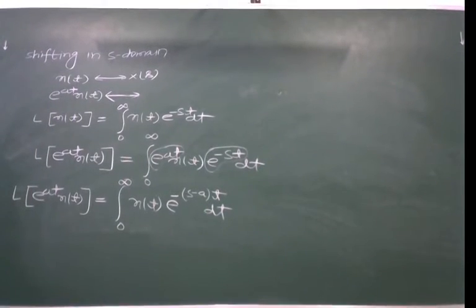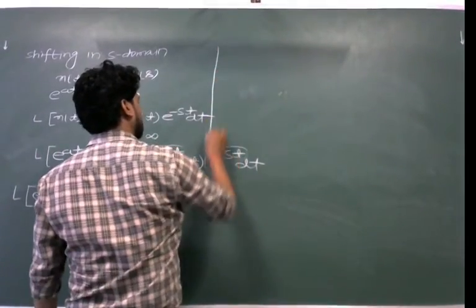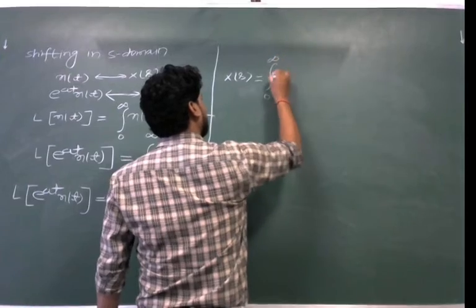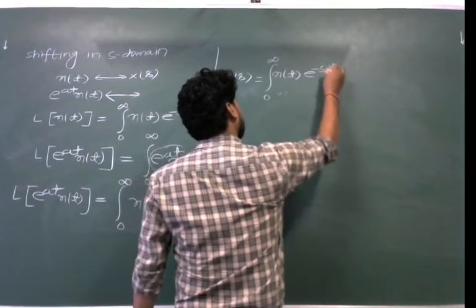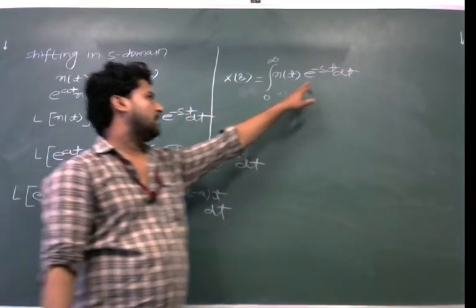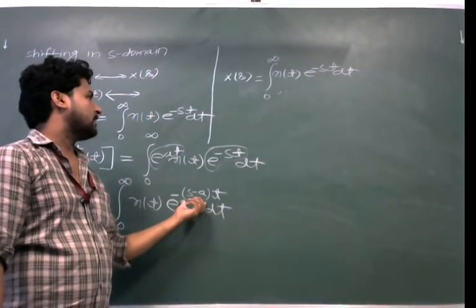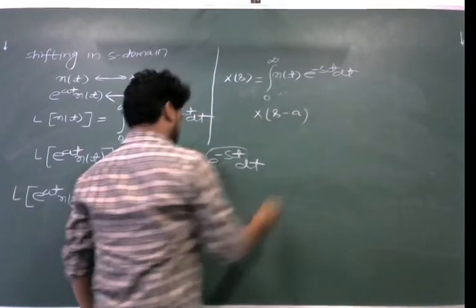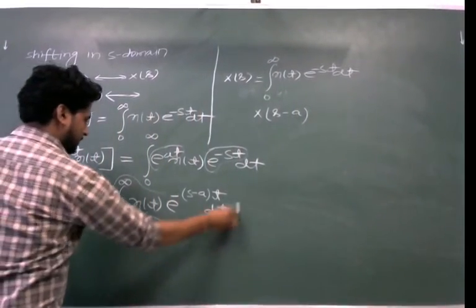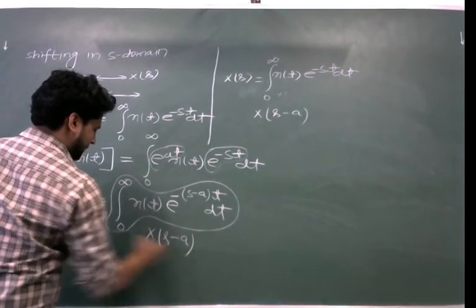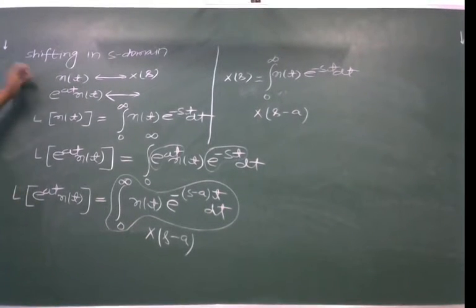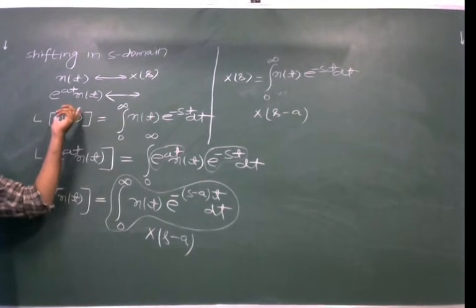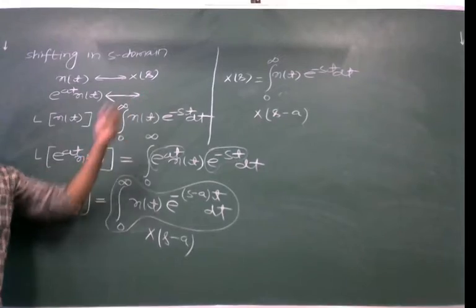So from here we can compare with the standard relation that we know, that X of s, meaning the Laplace transform of x of t, can be written as the integral from 0 to infinity of x of t e power minus st dt. But in place of s here, it is written s minus a. This means that this is the value of the signal X of s minus a. It means that if the Laplace transform of a given signal x of t is equal to X of s, then the Laplace transform of the signal x of t multiplied by e power at will be equal to X of s minus a.